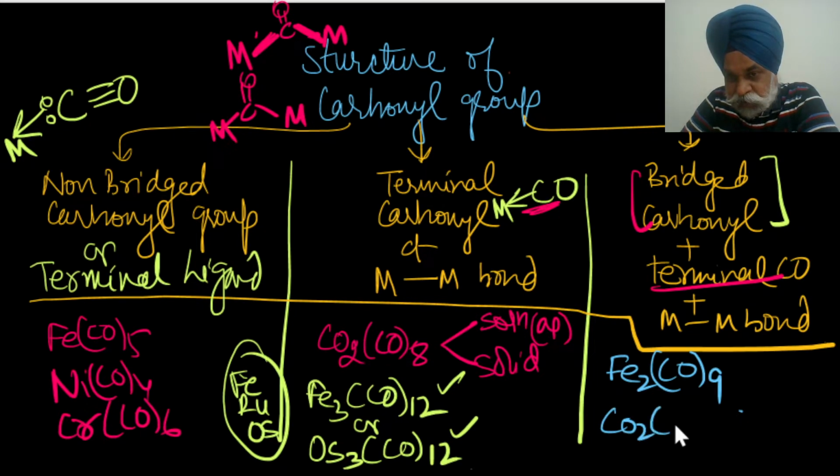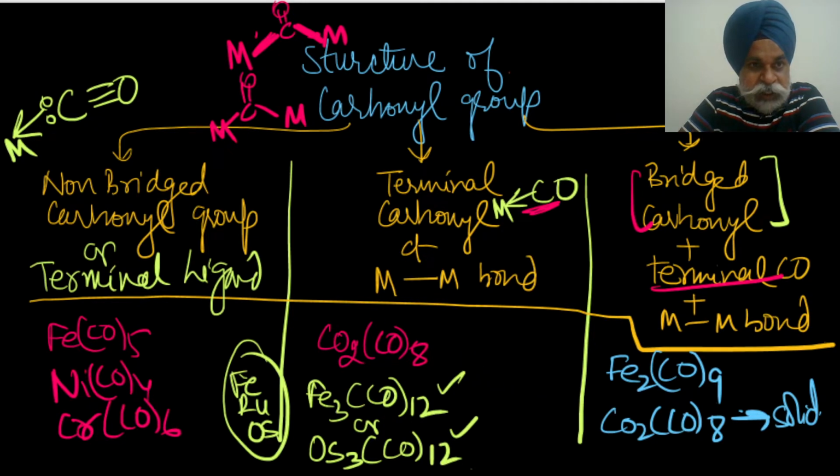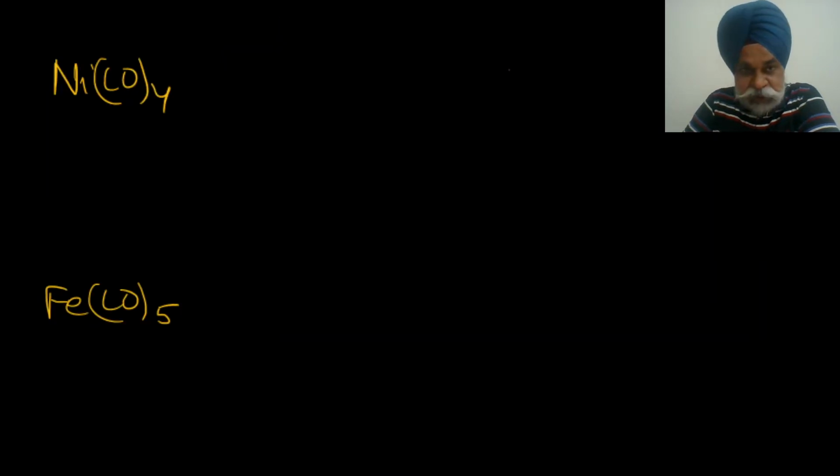And one is cobalt-CO8. Here, in this way, it is in the solid state. Here it is in the aqueous state. So I shall be removing it from here, and would say that here it is in the aqueous solution. So the complex of cobalt with carbon monoxide has two different structures in aqueous form and in the solid state. So let us do this speedily.